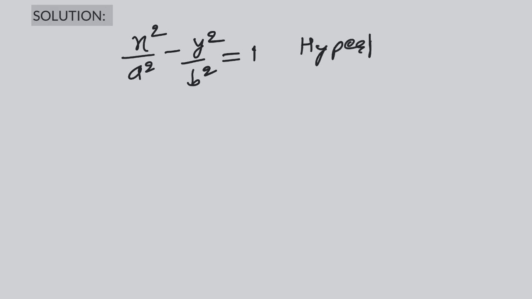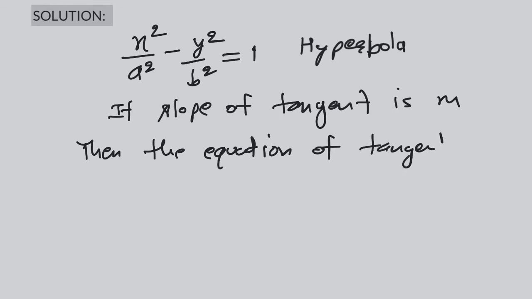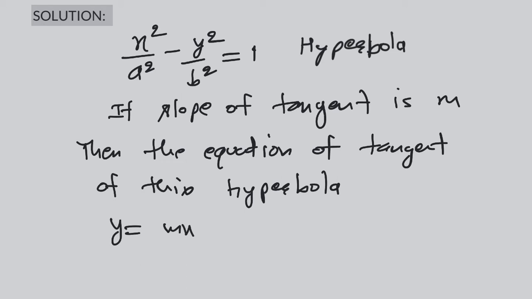You must remember, if the slope of the tangent of this hyperbola is m, then the equation of the tangent of this particular hyperbola is y equals mx plus minus root of a square m square minus b square, where m is the slope of this tangent.